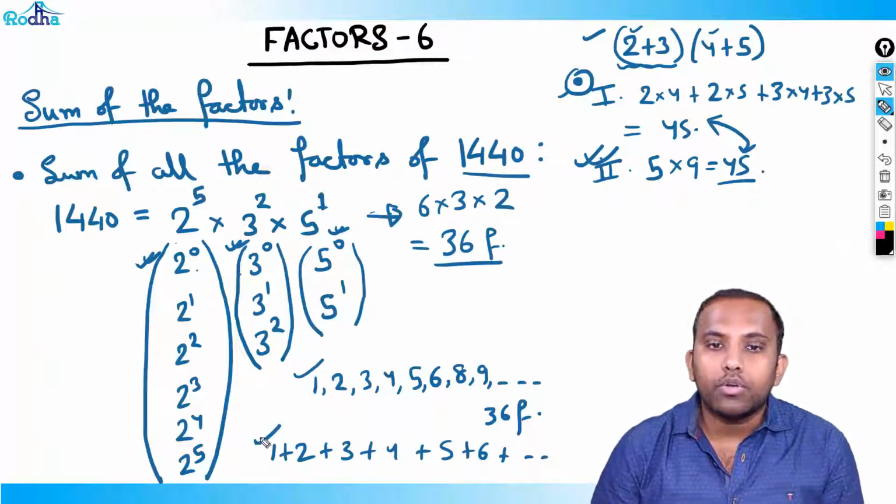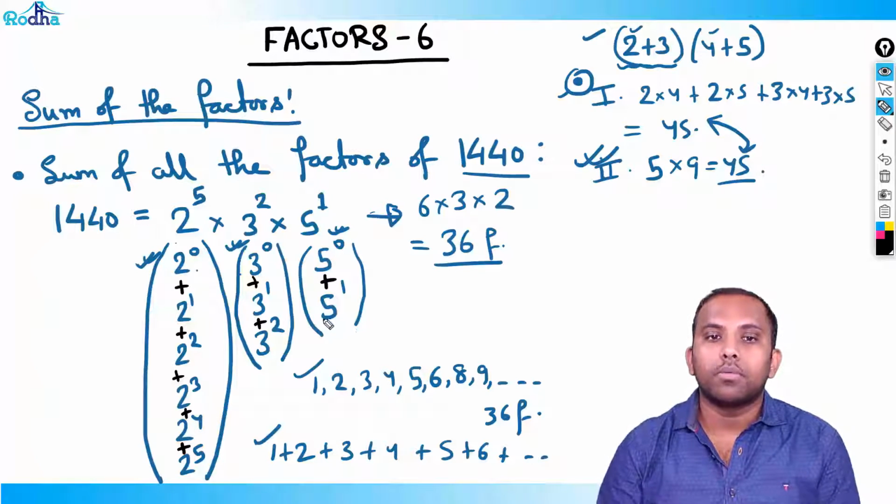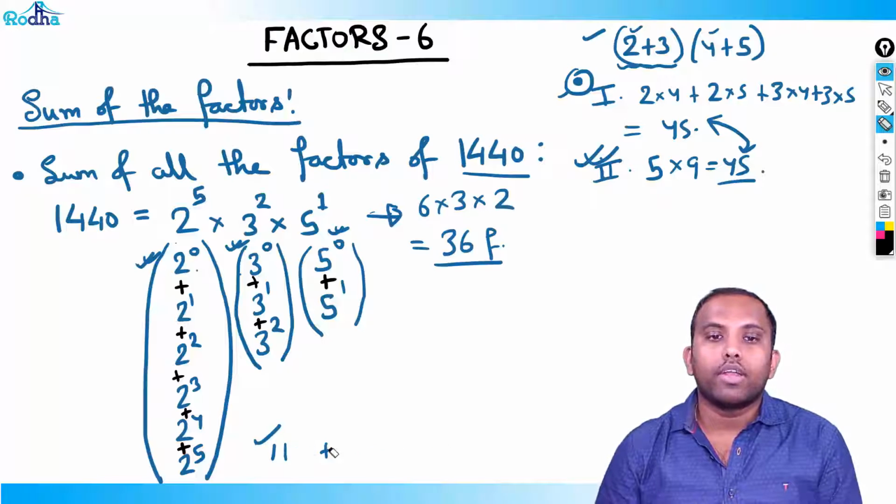So we don't need to write all these 36 factors. Simply add inside the bracket and then multiply. Correct. So just simply add here. So what is the answer in this case now? What is the sum of all the factors of 1440?